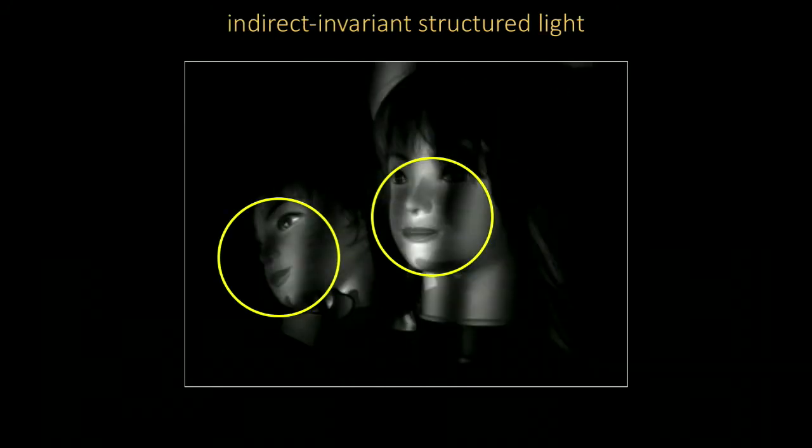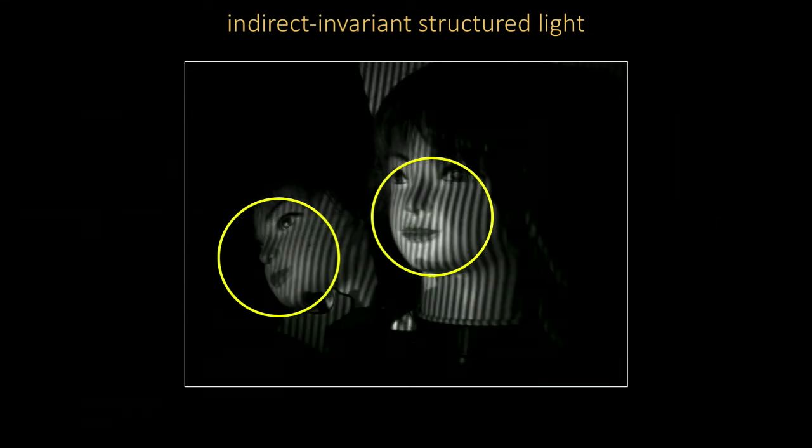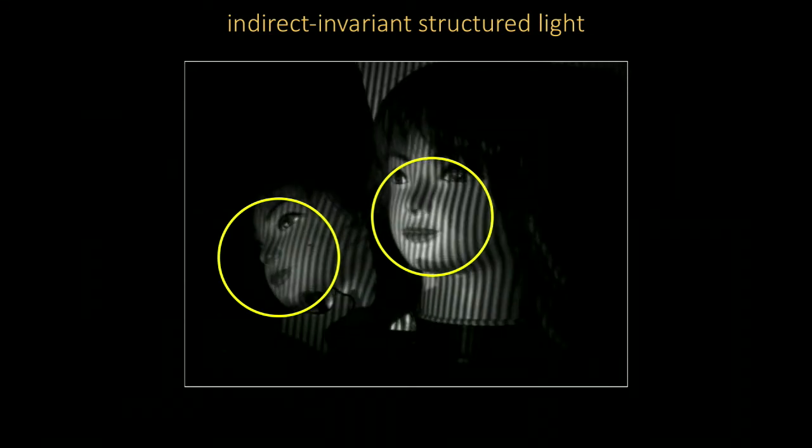Here's our indirect invariant imaging approach. It's very similar to the direct-only approach. The only difference is that the indirect light isn't removed here. It's just invariant to the patterns that we're sending out into the scene. And what that means is that, first of all, these are all raw images.